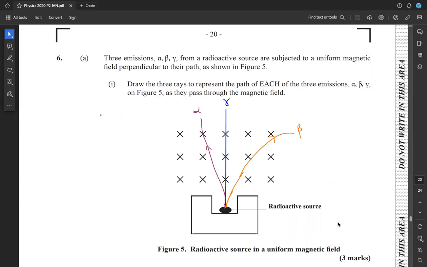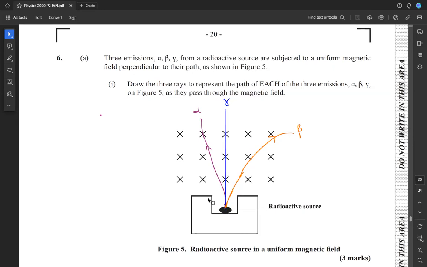Let us do question 6 from the January 2020 CSEC Physics paper 2. Part A is telling us that there are 3 emissions, alpha, beta, and gamma, from a radioactive source, and they're subjected to a uniform magnetic field that's perpendicular to their path, right? And that's shown in this figure here, figure 5.